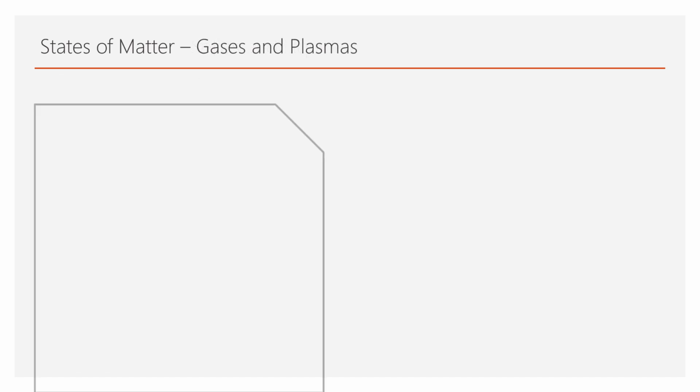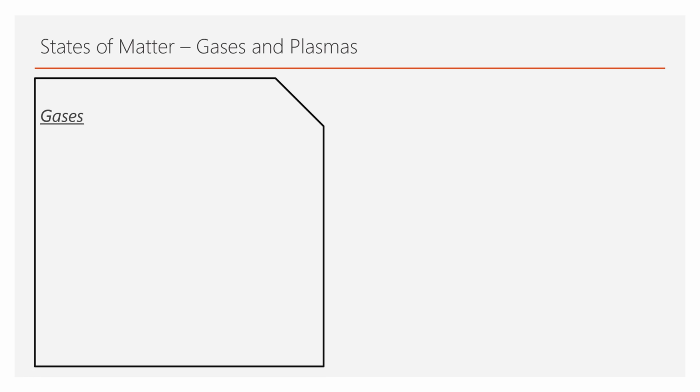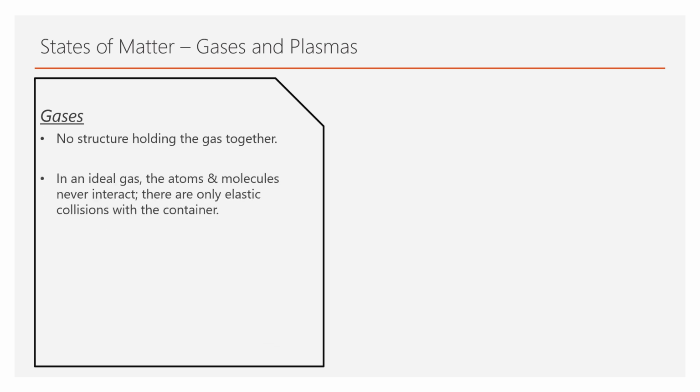Next, let's look at gases and plasmas. Gases are a collection of atoms and molecules that have no structure or force holding them together. In an ideal gas, the atoms and molecules never interact. There are only elastic collisions with the container. And contrary to popular belief, if two ideal gas atoms cross each other's path, they do not collide. Instead, they pass right through each other.